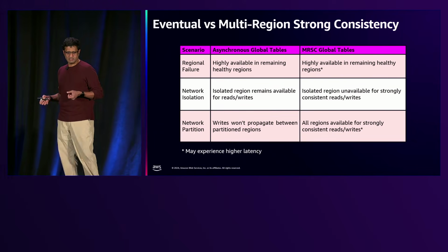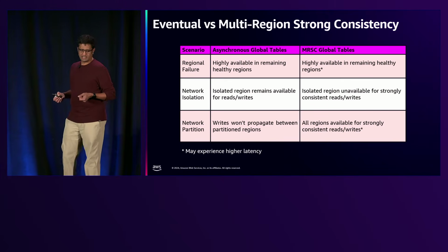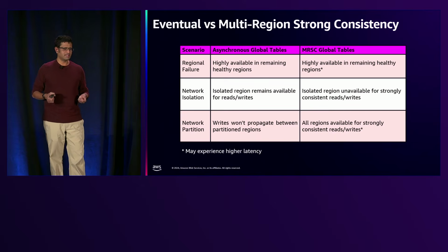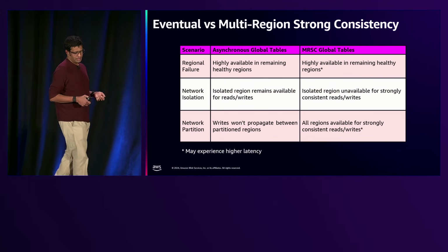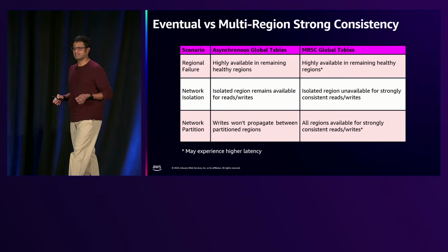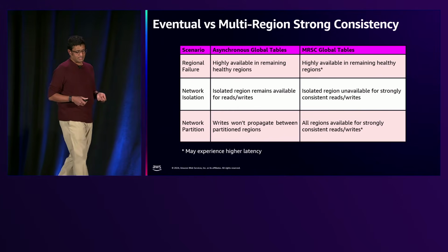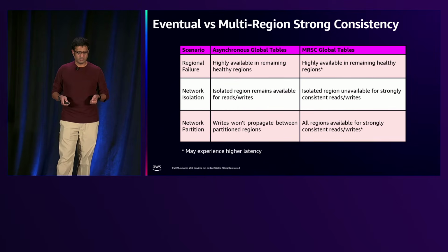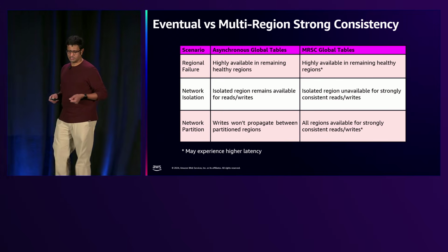The MRSC global tables, on the other hand, the isolated region is going to be highly unavailable for strongly consistent reads and writes. In case of a network partition, however, the MRSC global table, all regions are going to be available for strongly consistent reads and writes. And asynchronous global tables, the writes won't propagate between the partition regions. And that's a big difference between both these versions of global tables.